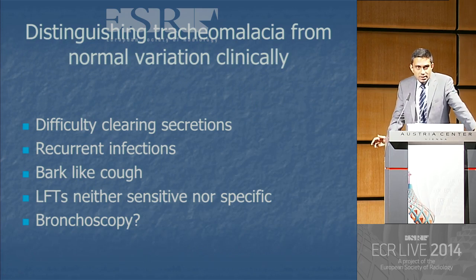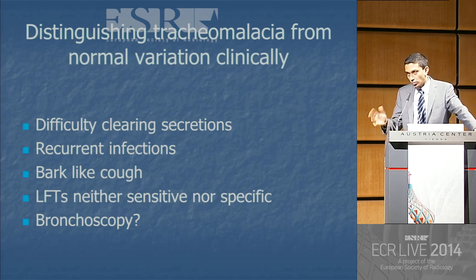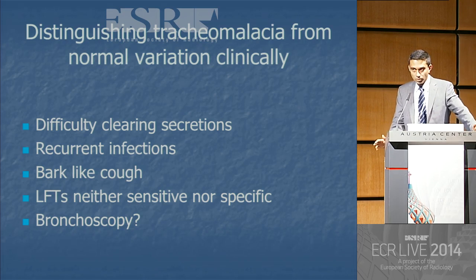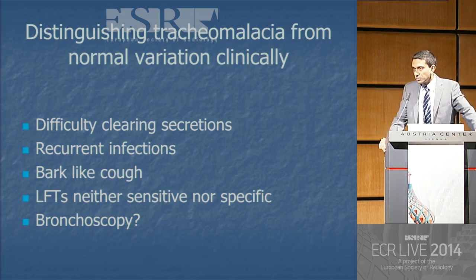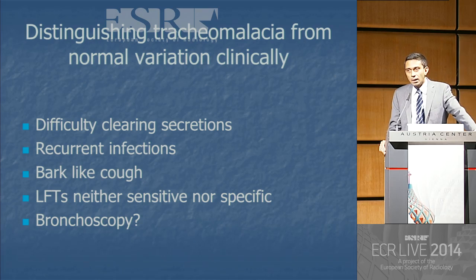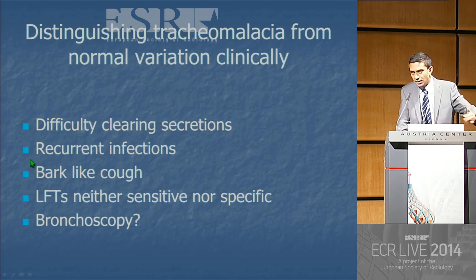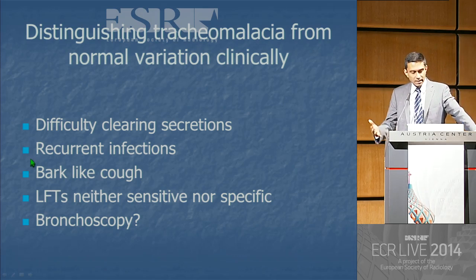So how do you distinguish cases where you're not sure whether or not the tracheomalacia is clinically significant or just normal variation? Well, just like with air trapping, again, the lung function parameters are not completely reliable. However, history can be important. It has been described that patients have a characteristic bark-like cough, and in fact, these patients tend to present more commonly with cough and recurrent infections than they do with shortness of breath. So that can be something that's useful to be aware of.